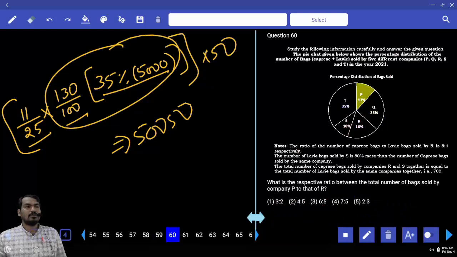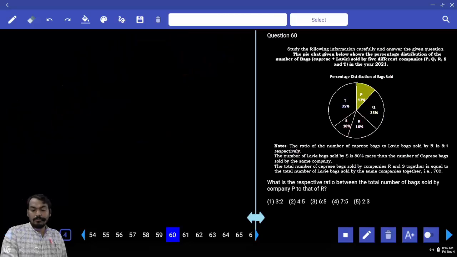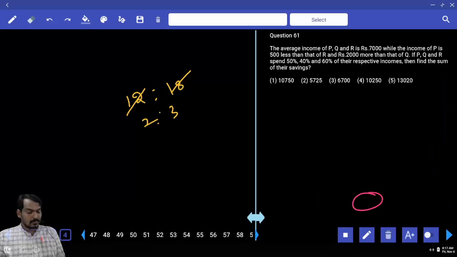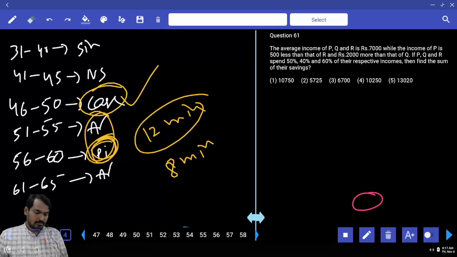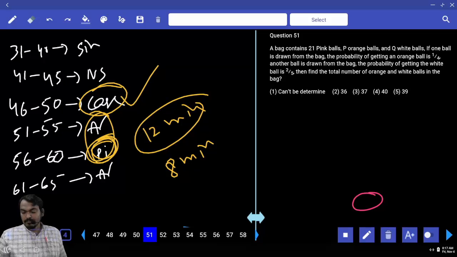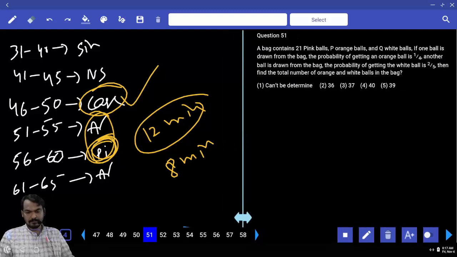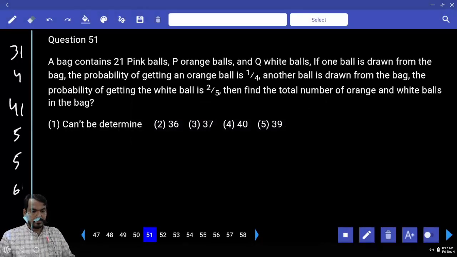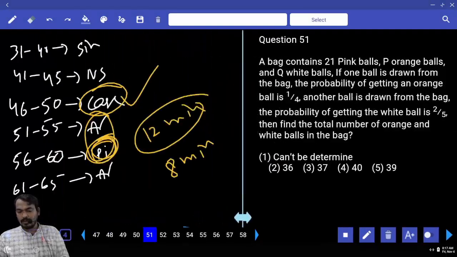What is the respective ratio between the total number of bags sold by company P and R? Directive values or not? What is the P percentage? 12. R percent? 18. What is the ratio? 2:3 or not? Next. Question number 51 to 55.